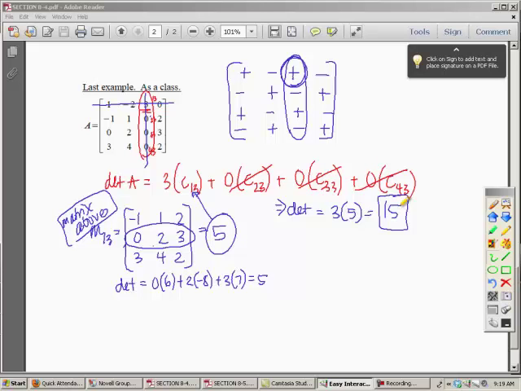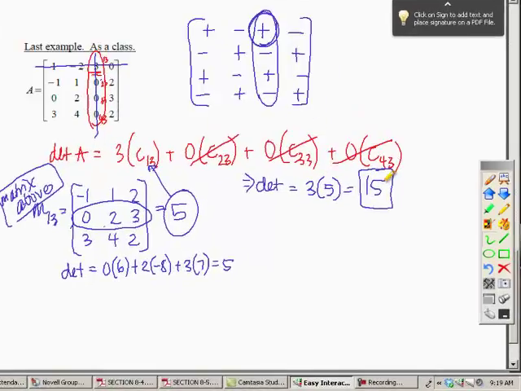Again, I'm going to give you a warm-up when you come in so that you can practice it and look at it. But again, know the idea of what a minor is and what a cofactor is.